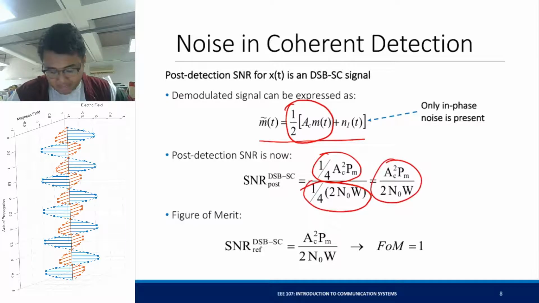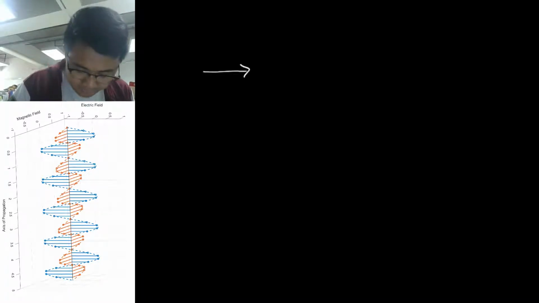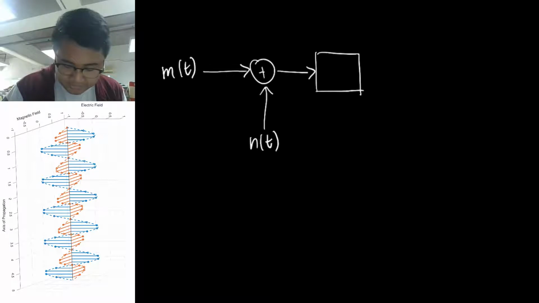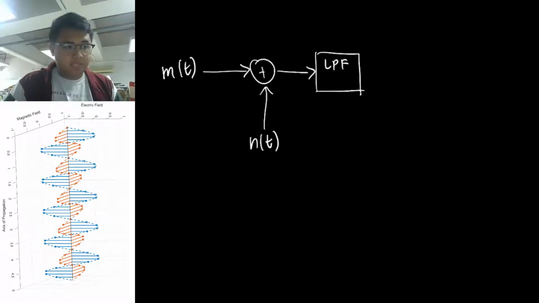And now we can get the figure of merit, if we have a reference for DSBSC. It's not shown here, but let's walk through it. So a reference transmission for DSBSC: you have a message here with the same power as x of t, and you add noise to that. Then you pass it through a low-pass filter with some bandwidth W, depending on your message signal. So it's the same bandwidth as your message signal.